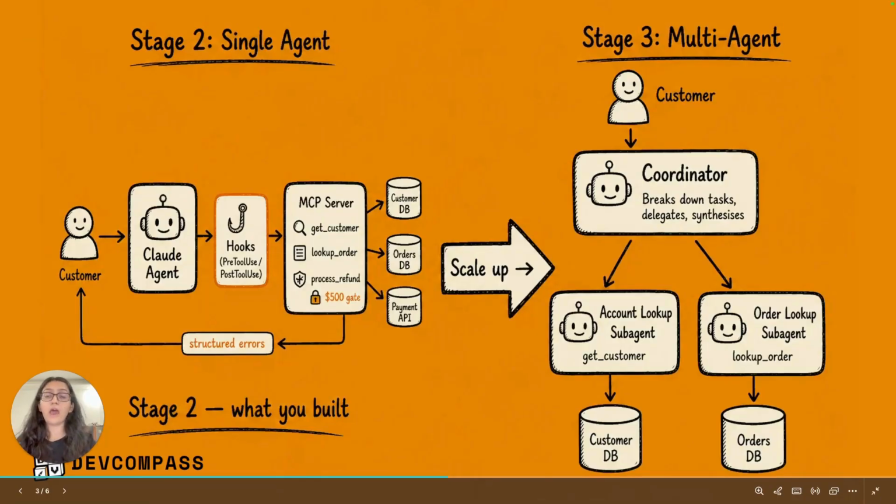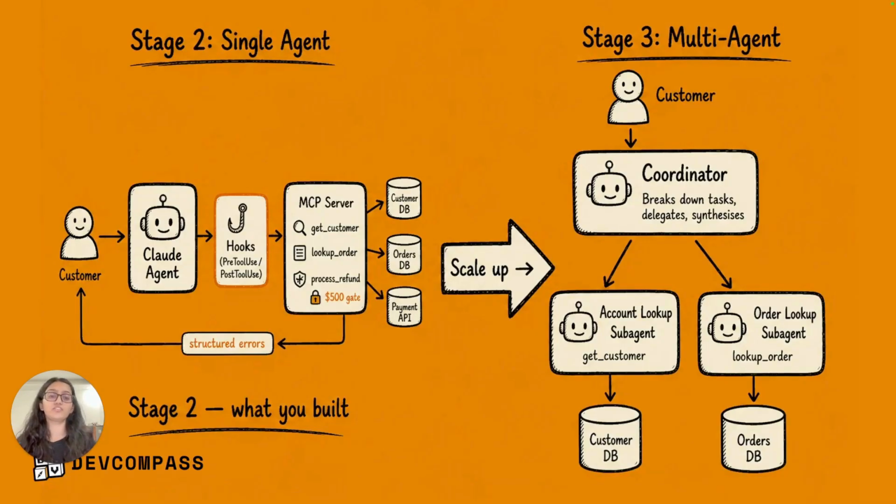Before we look at how multi-agent systems are structured, I want to show you what the transition looks like from the single agent architecture you already know. So left side is a single agent. This is the system we have already built. One Claude instance, tools connected via MCP, hooks enforcing business rules, a customer talking to it directly. You know everything on this side of the diagram. I really hope you do.